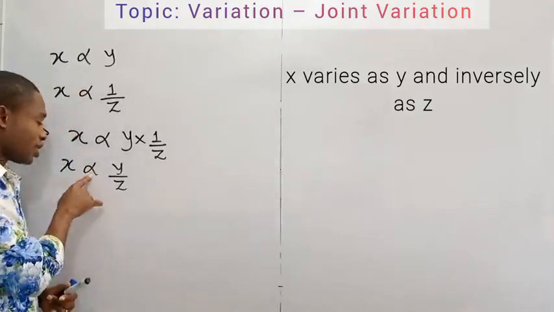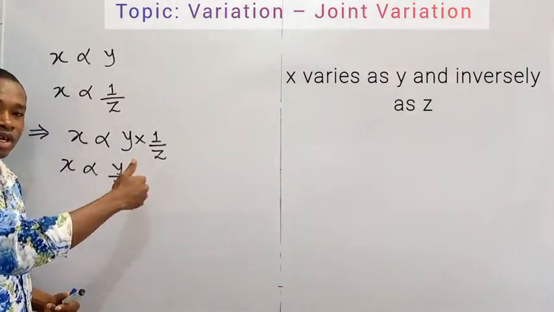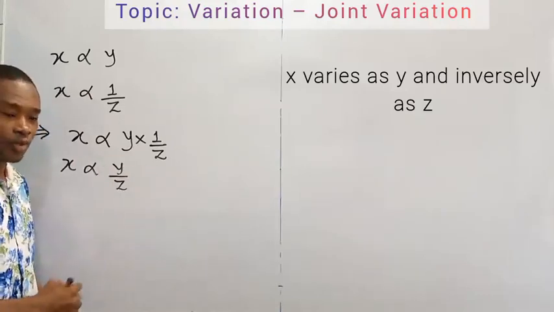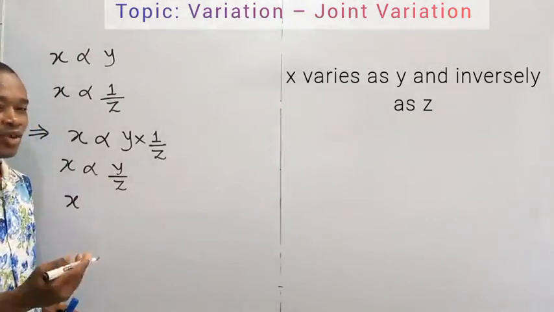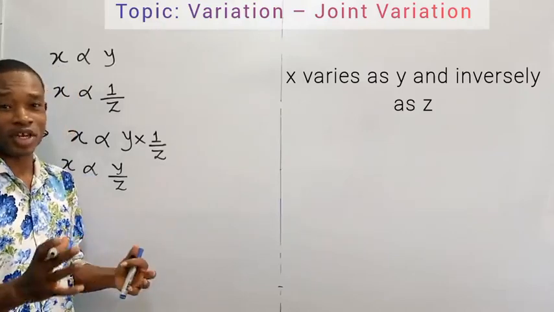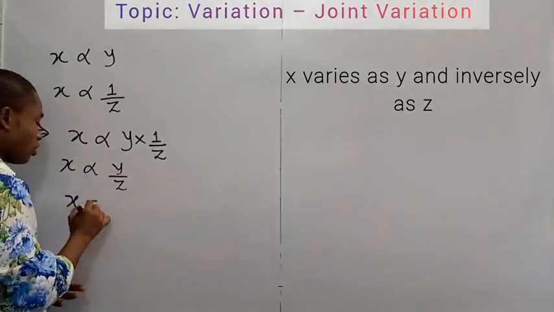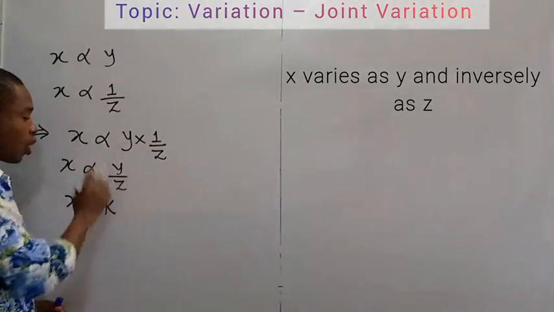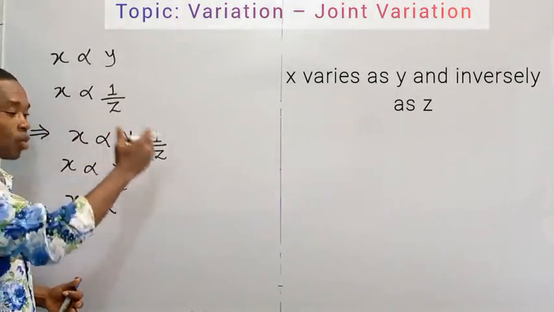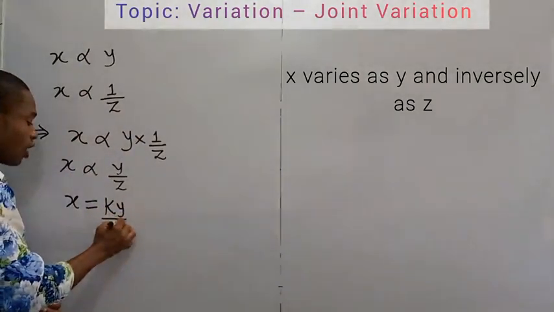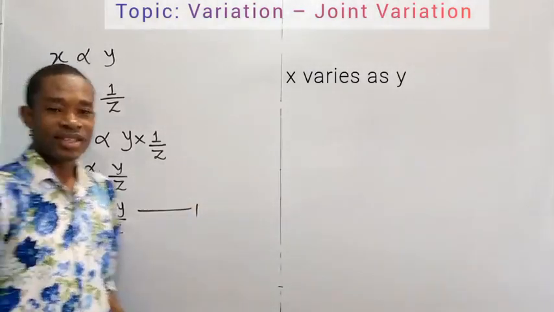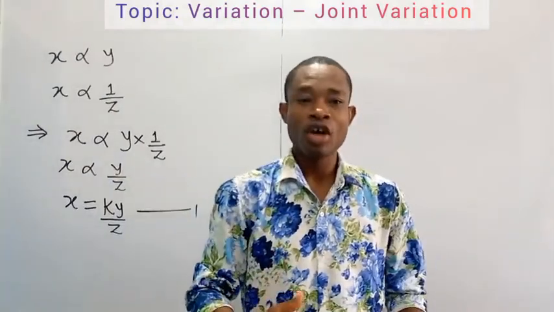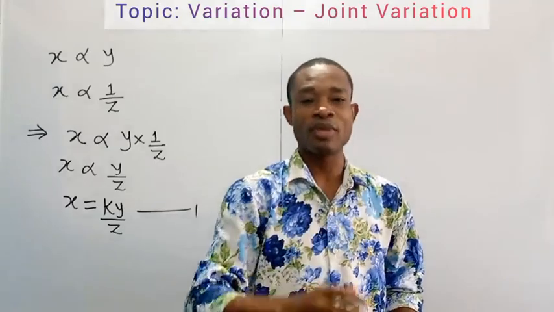You can't solve any problem with this sign of variation, so we're going to remove it. And to remove it, you need to bring in an equality sign and a constant of variation or proportionality. I'm going to use, as always, k. It's not compulsory to use k. You can use any other alphabet. The choice is yours. So this is going to be equal to, and then this is the constant of variation. That constant is going to multiply y over z. Now if you have k times y over z, it is simply ky all over what? Z. So you want to take note of this. That equation 1 is the joint variation, the combination of the first two variation statements you have.